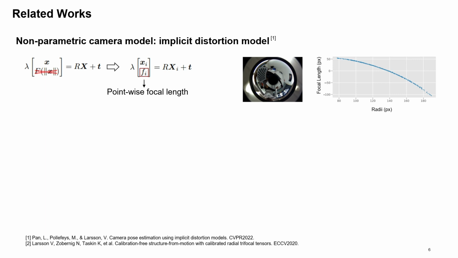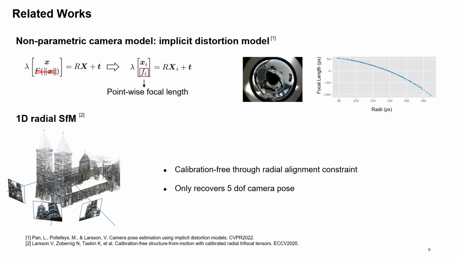There have been several works targeting non-parametric camera models. For example, the work Implicit Distortion Model proposes to model the calibration map via pointwise focal length. As for full SFM pipeline, 1D radial SFM achieves calibration-free by using only radial alignment constraint, which only requires the 3D point to project onto a radial line passing through the image point. However, this approach only recovers 5 degrees of freedom camera poses. Our pipeline instead is capable to recover full 6 degrees of freedom camera pose.